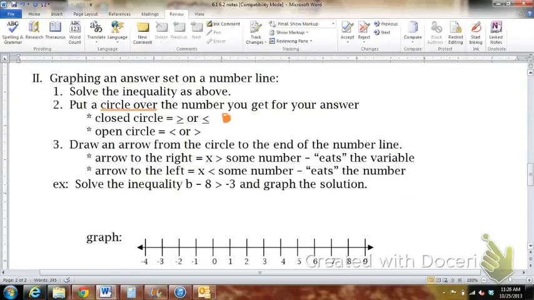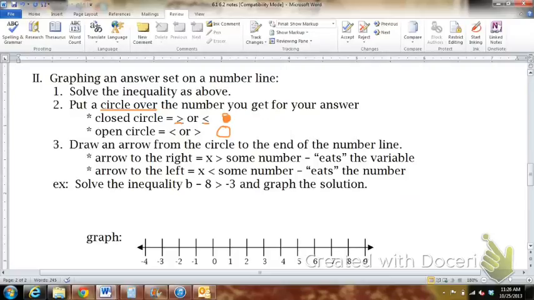If you have a line underneath your inequality symbol, if you see greater than or equal to or less than or equal to. And you're going to put an open circle if you don't have the line, because the line means that the number is included. So if the number is included, you need to fill in the circle. If the number is not included, you leave the circle empty. And then you draw an arrow from the circle to the end of the number line.